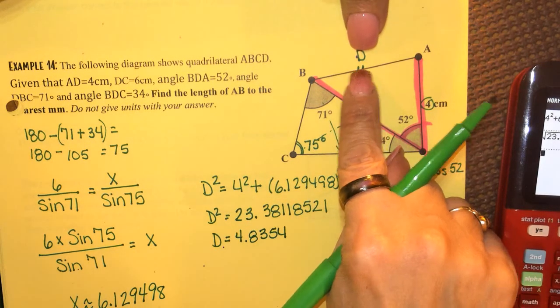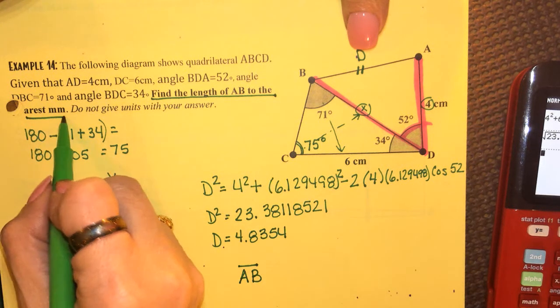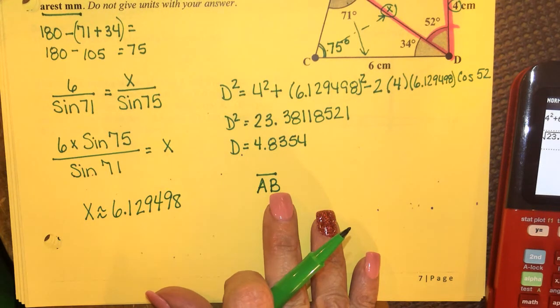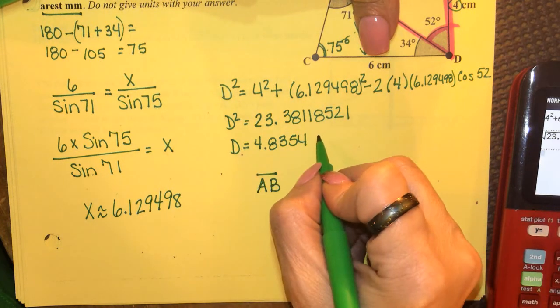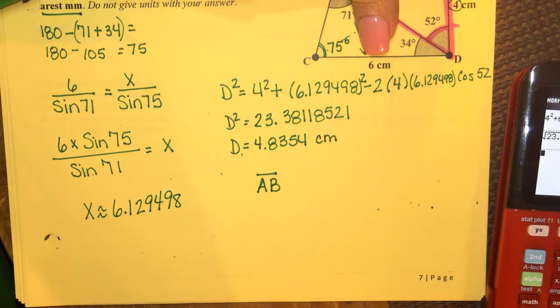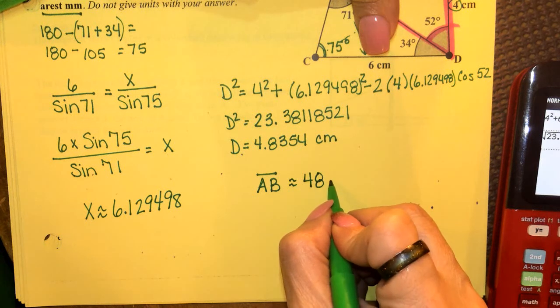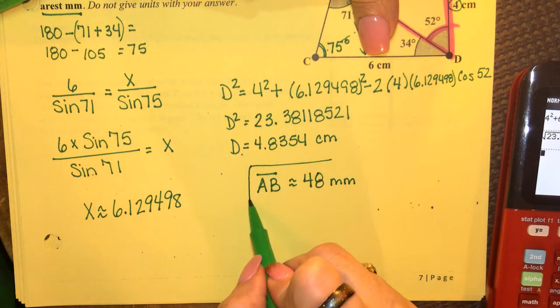All right, so let's remember what we're trying to find. We just found this side here, D. But they asked us for the length of AB. Find the length of AB to the nearest millimeter. So that means they don't want a decimal. They want it to the nearest millimeter. So D is 4.8354 centimeters. We need to convert that over to millimeters. So that means it's going to be 48 millimeters. There we go.